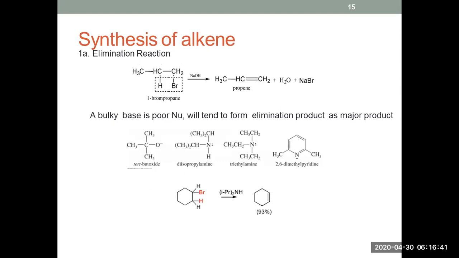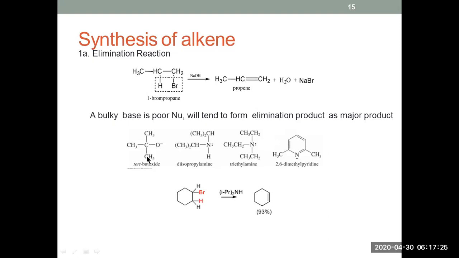Elimination reaction is a reaction in which two atoms or two groups of atoms are eliminated, leaving behind a carbon-carbon double bond. This type of elimination reaction is known as removal of hydrogen and bromine. This is dehydrobromination. In the presence of base, it will be eliminated to give you propene, and these are the side products. Any type of base you can use for this type of elimination. This is known as dehydrobromination.